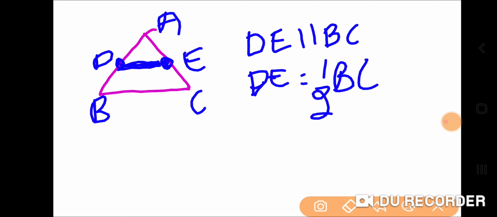Repeating once again: if you form a line segment by joining the midpoints of any two sides of a triangle, then that line will be parallel to the third side and it will be half of the third side.